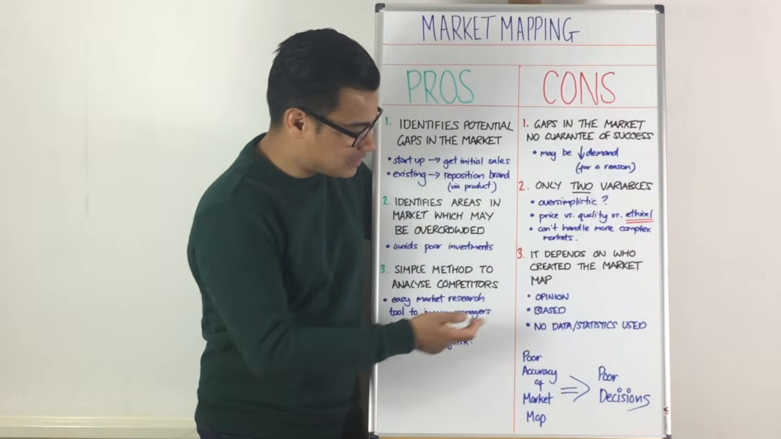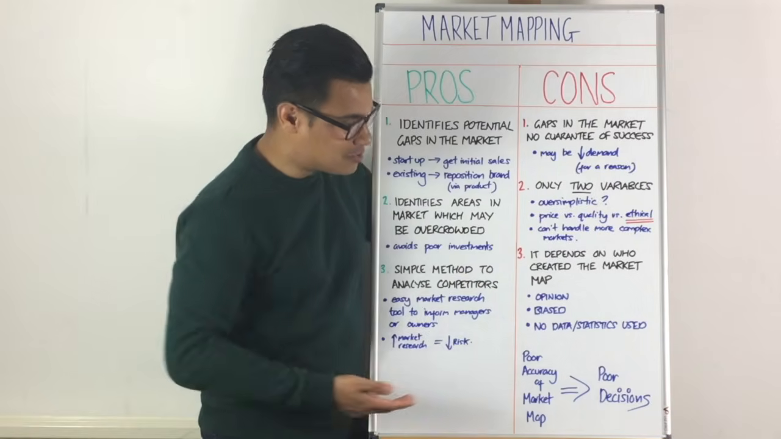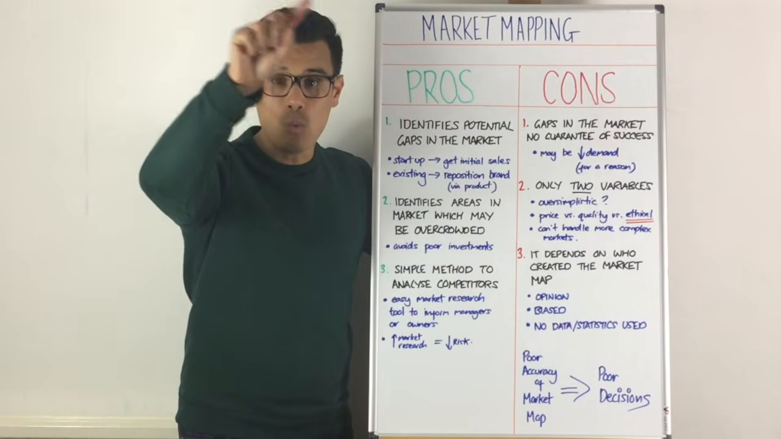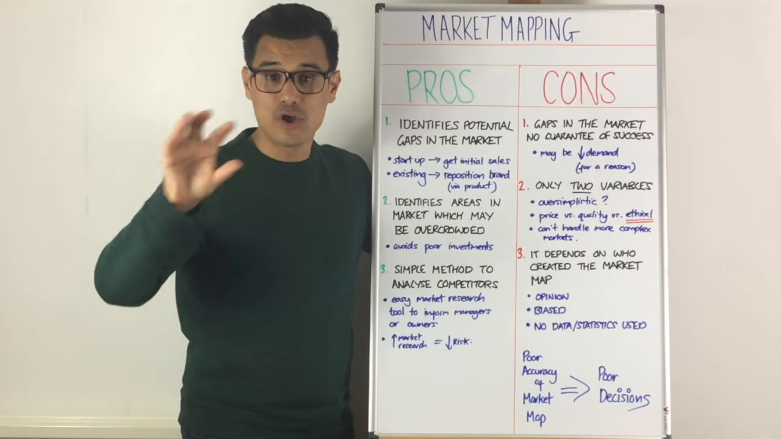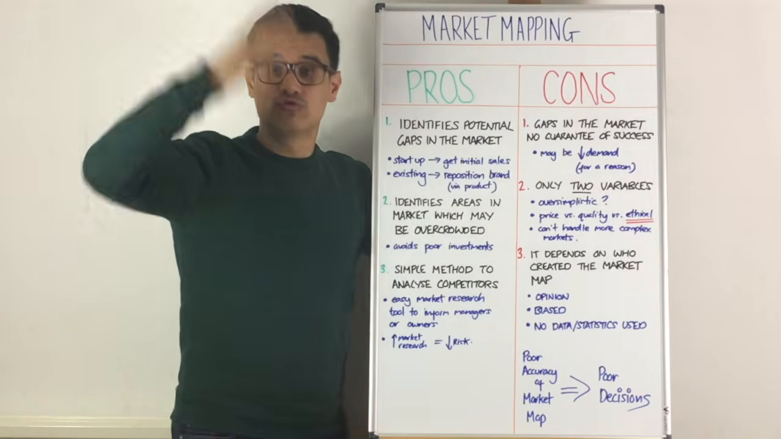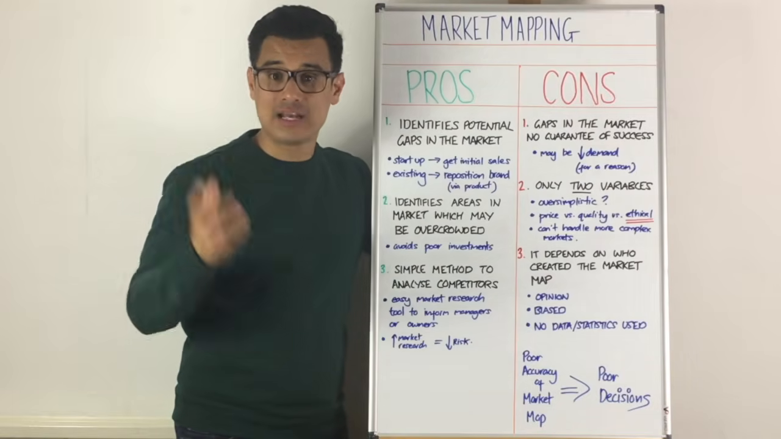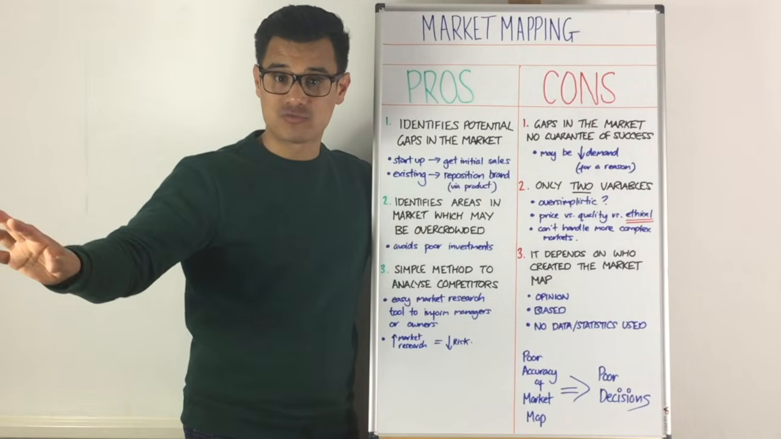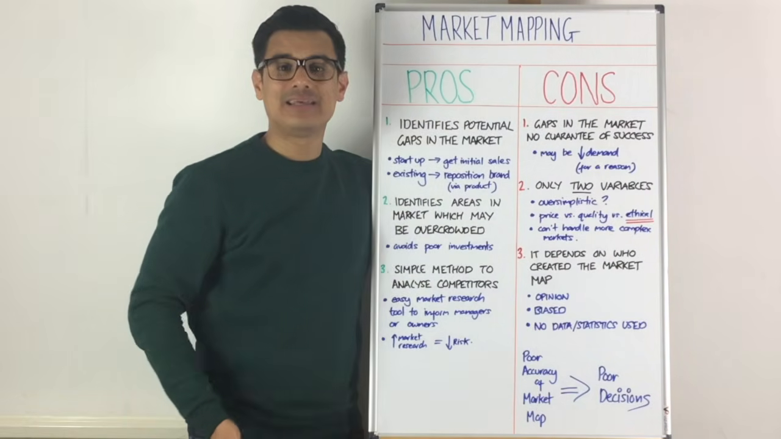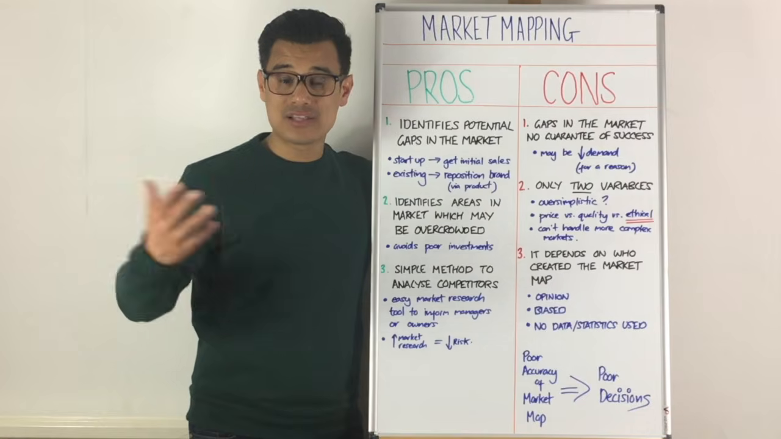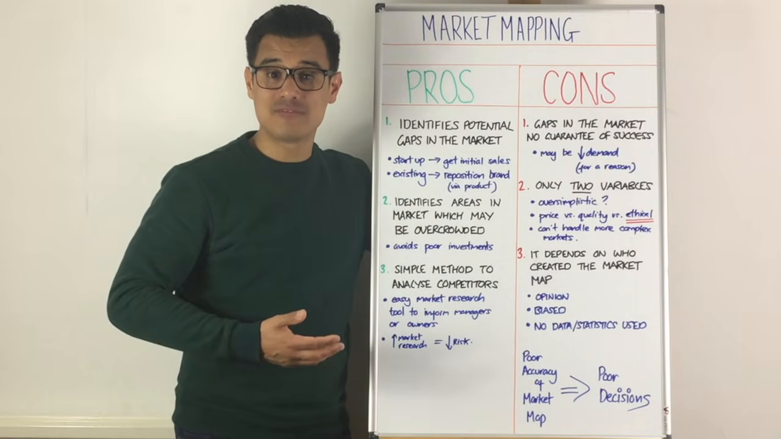Number three is that it depends on who did the market map, because what do they know? They might be doing it based on opinion, it might be biased, there might be no data or statistics used to produce where the competitors should actually be in the grid, and where they are is showing you where you derive the gaps in the market from, and if you put the dots in the wrong place, then everything's wrong from there. So poor accuracy of market maps will very likely lead to poor decisions, and then that's going to be wasted cash in terms of investments.